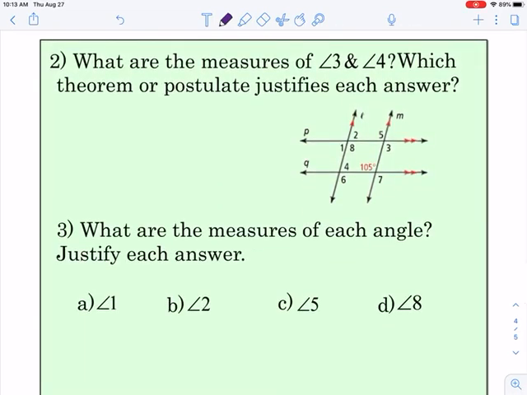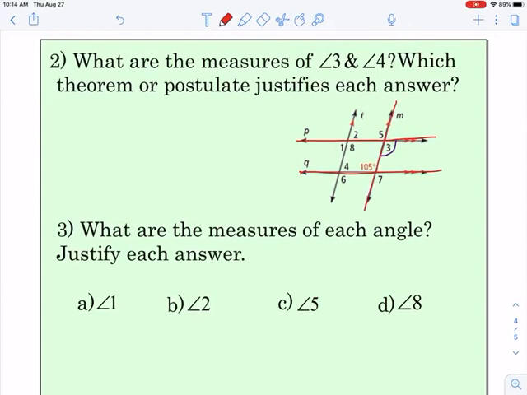Okay, for number 2, what are the measures of angle 3 and angle 4? And which theorem or postulate justifies each answer? Okay, so let's look for angle 3 first. So angle 3 is right here. If I concentrate on these two lines that I'm going to highlight in red, those are my two parallel lines.